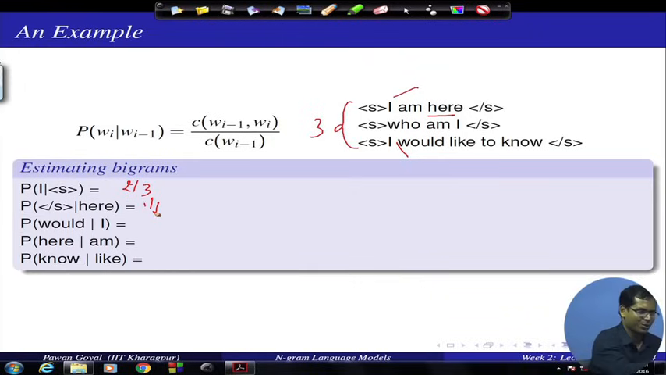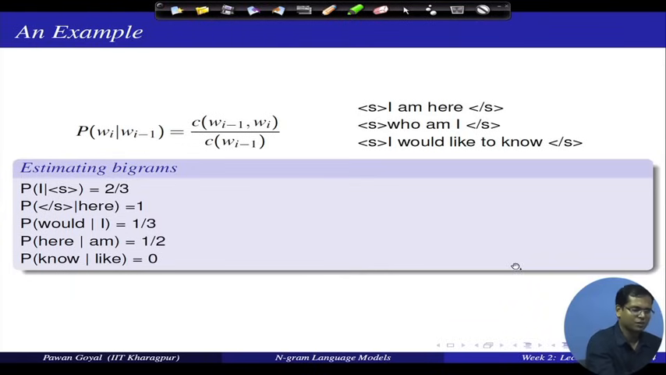So this is what I find: 2 by 3, 1, 1 by 3, 1 by 2, and 0. So this is easy. Given the corpus, you can find out the bigram probabilities by just doing the counts.